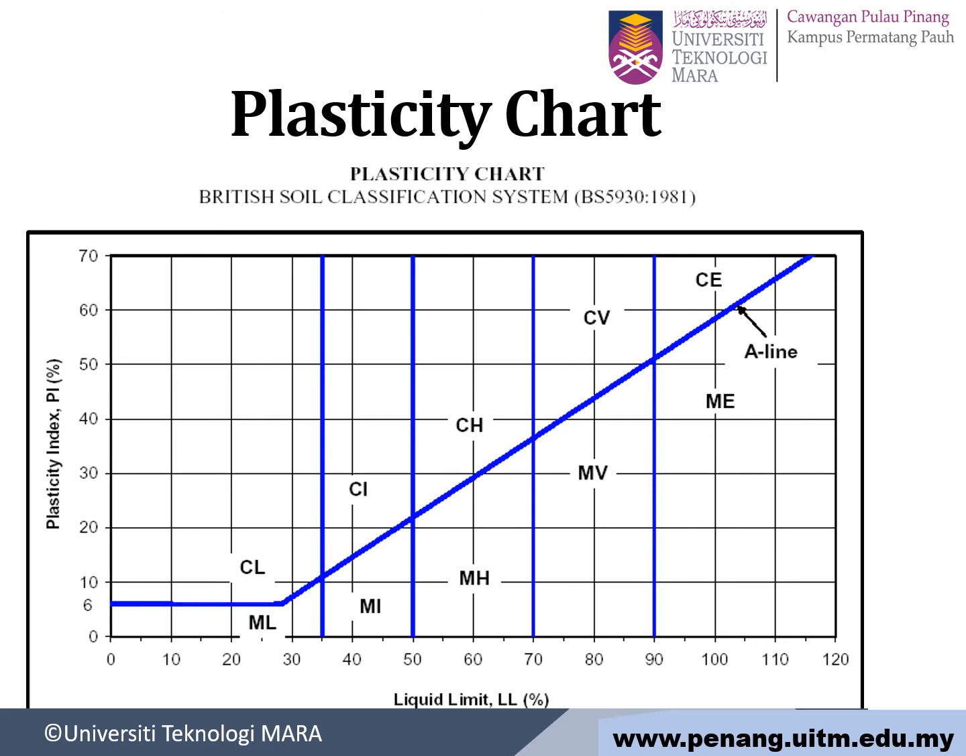Just now we learned how to determine the liquid limit and plastic limit. The reason is that we want to classify the soil and plot the plasticity chart. For example, you get a liquid limit of 40% and a plasticity index of, for example, 20. So 40, 20, you will classify the soil as CI, clay of intermediate plasticity. Okay, if you get the value of CH, it is clay of high plasticity. If you get the value of MV, it is silt of very high plasticity. It's like that. It's very simple.